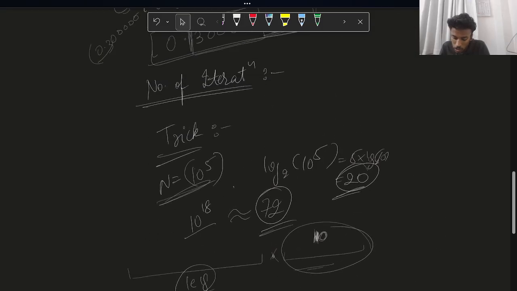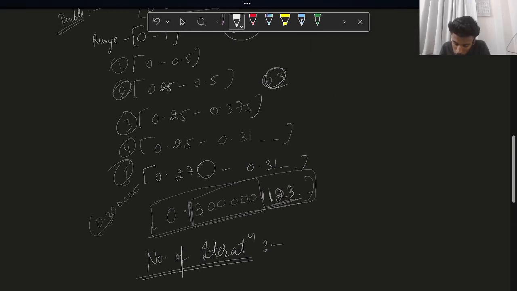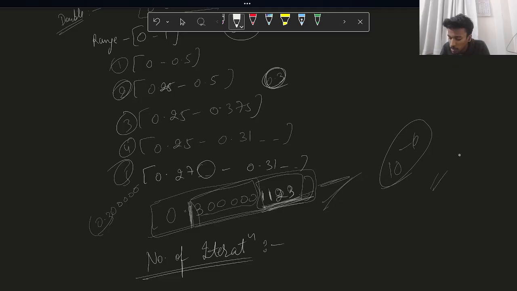Just as I told you in this 0.3 case, it won't give you a perfect answer. If you print this value, you will see something like this. But it will still pass. Why? Because your actual answer was only required up to 10 power minus 6 relative error. Since here 6 decimal places are correct, your answer will be accepted. We don't expect a perfect answer, but we expect a near perfect answer.